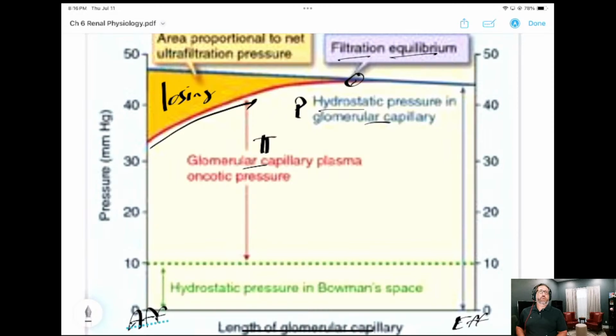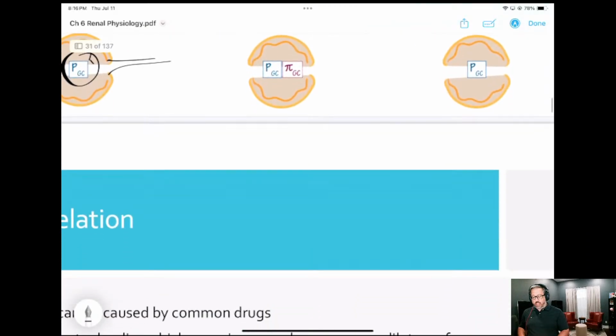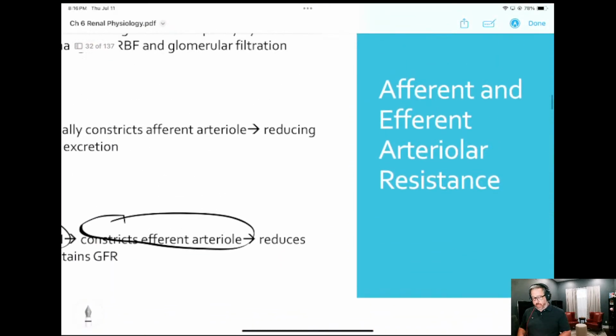So hopefully that answers the question about the high blood flow from afferent to efferent causing that. Splay, don't go crazy about splay. Splay is mainly talking about transport mechanisms.